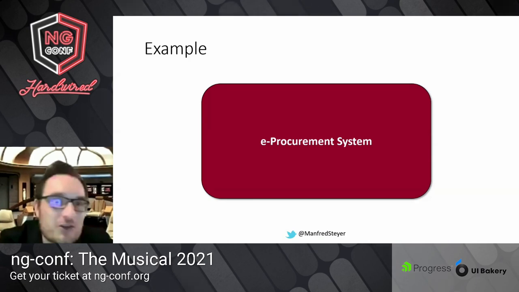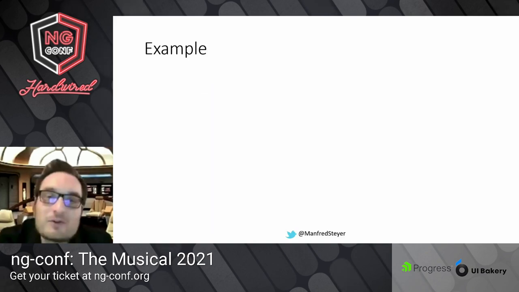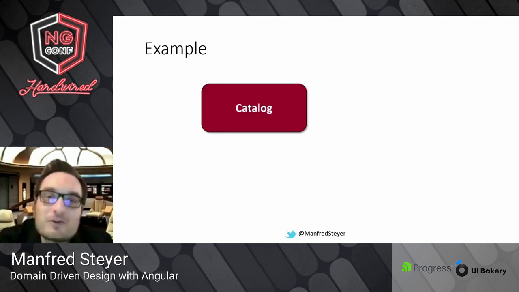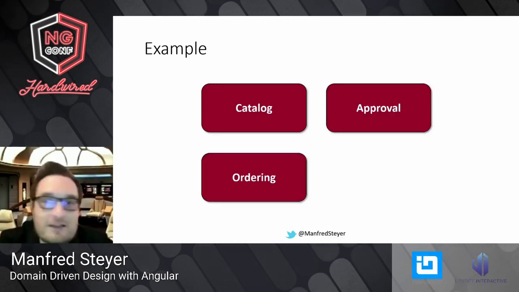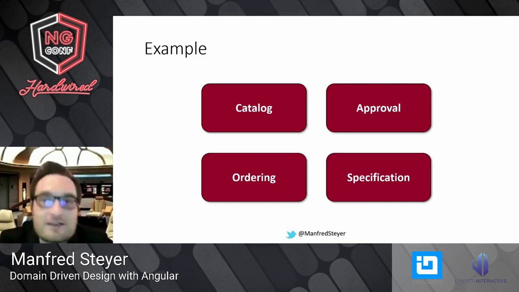Back then, we could have written this huge e-procurement system, but instead of that, we could have also written several tiny systems, like a catalog system or an approval system where the manager is saying, no, you don't get this new laptop. We had the ordering system, which was sending out your requests to the right vendor. And we had something that was a bit special. We had a specification system.